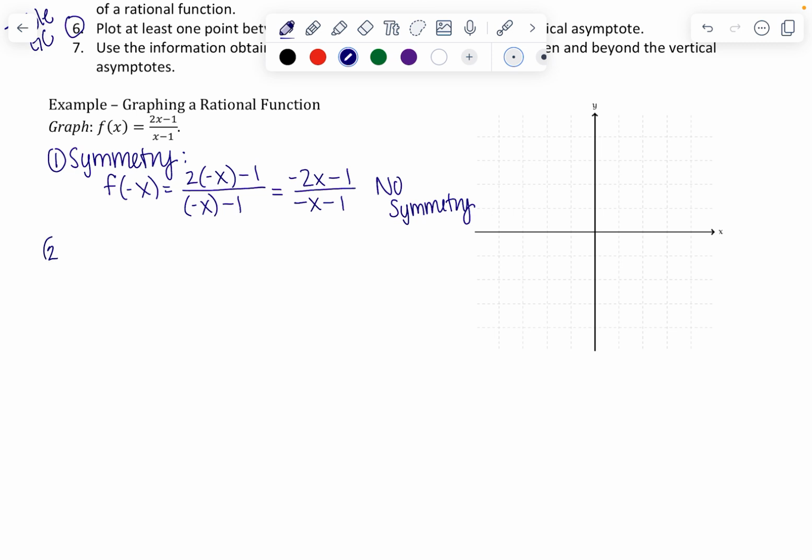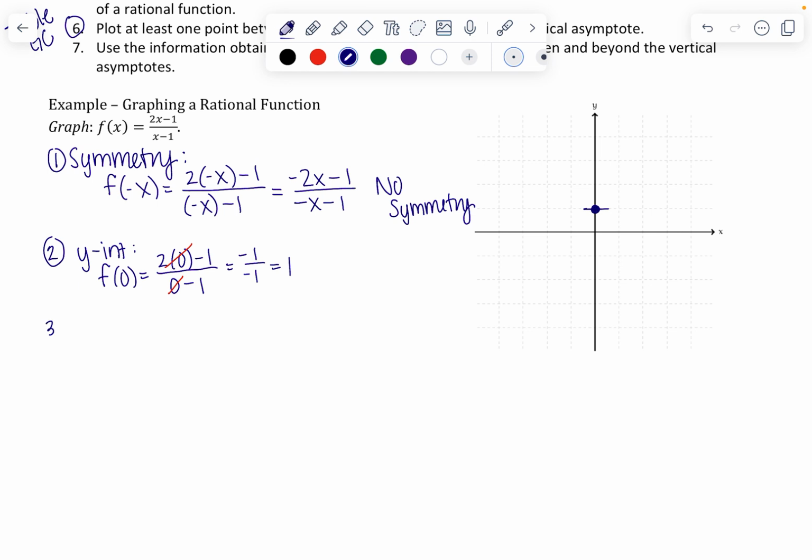Second thing we want to find is our y-intercept, which means we're going to plug in 0. So we have 2 times 0 minus 1 over 0 minus 1. The nice thing is when we bring 0 in, we can just ignore everything other than our constants. So we have negative 1 over negative 1, which equals 1. I'm going to go ahead and plot that point on our graph.